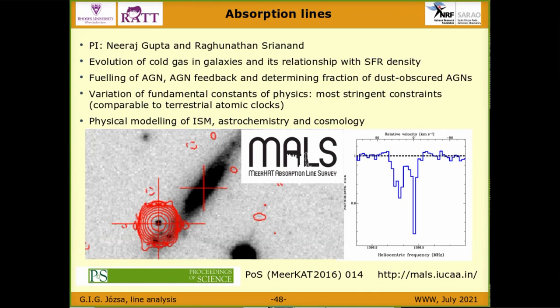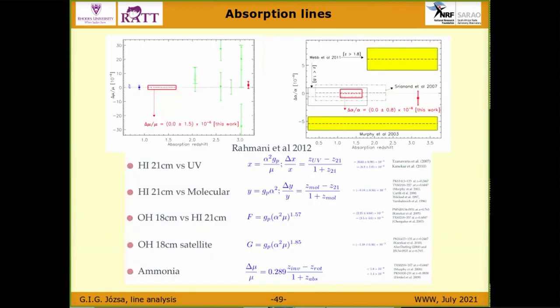MALS, for example, is an absorption line survey with MeerKAT, with the goal to study absorption lines in an abundance that we haven't had before. One advantage, and this is basically the last analysis tool that I present in the context of line science, is that you can determine the time evolution of natural constants. Different lines in different species depend on natural constants, like the fine structure constant, in different ways.